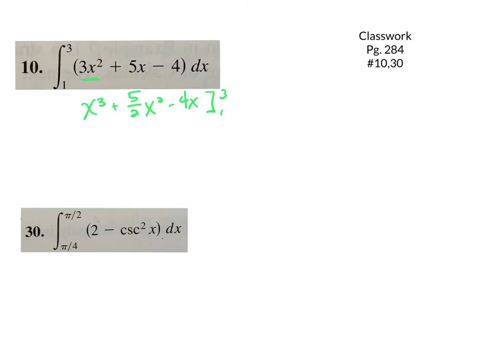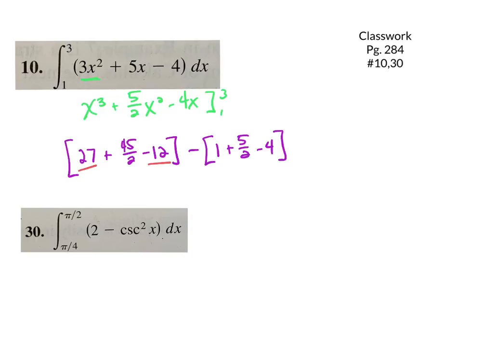All right, so the first group is going to be 27 plus 45 over 2 minus 12. And the second group is going to be 1 plus 5/2 minus 4. So if you keep going, 27 minus 12 is going to be 15, or 30/2, plus 45/2, minus 1 and negative 4, which is negative 3, so negative 6/2. So this is going to be negative 1/2.